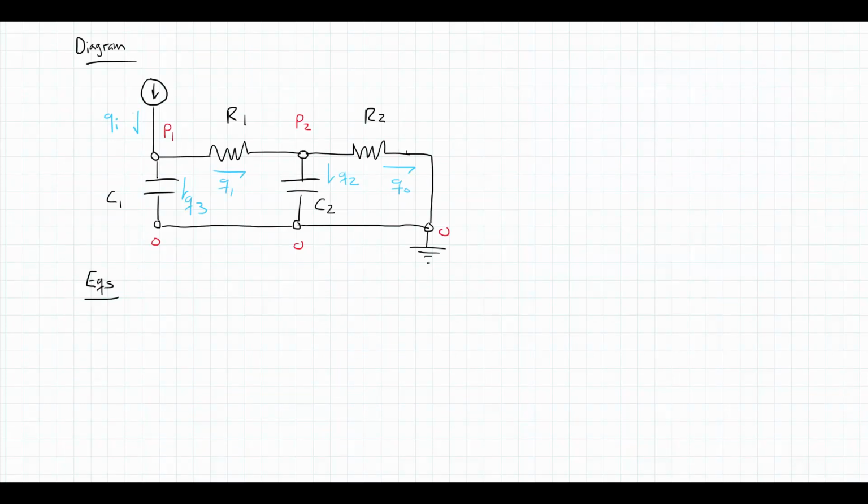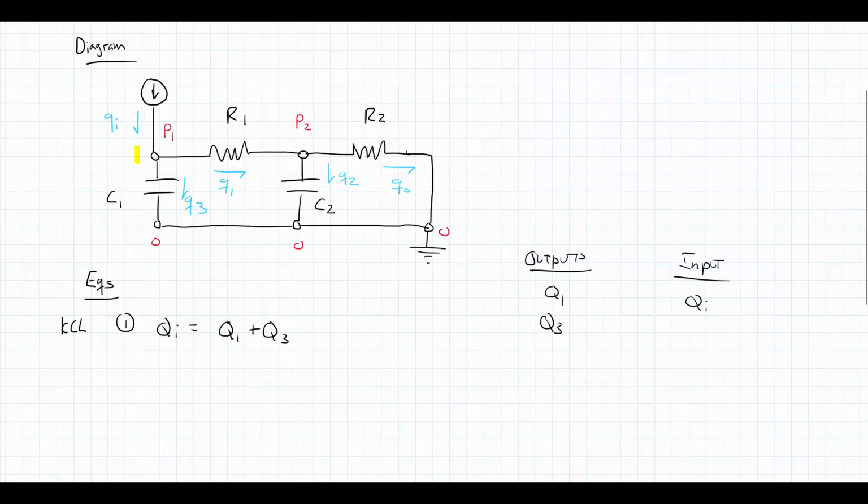Equation-wise, we can do a KCL equation. I like to start with those. I'm going to start by doing the KCL at that P1 node. So going in, I will have QI. And as it's drawn, coming out, I'll have Q1 and I will have Q3. So outputs so far are Q1 and Q3, and our input of Qi is in an equation. And again, I'll mark that because I need the transfer function to have it as my input. I only have one input here, and at least it does appear in an equation.